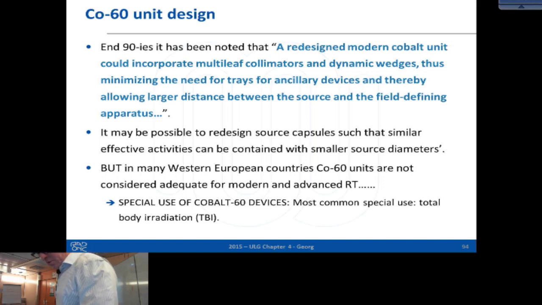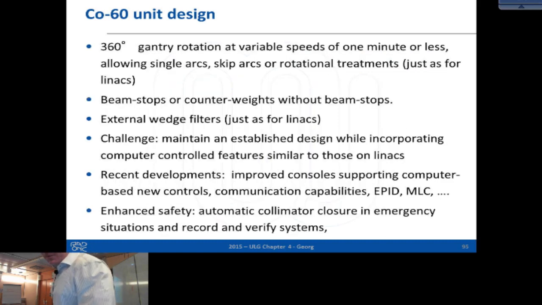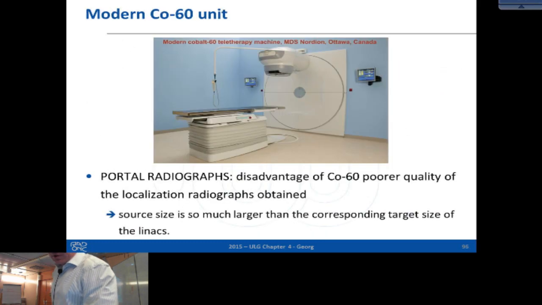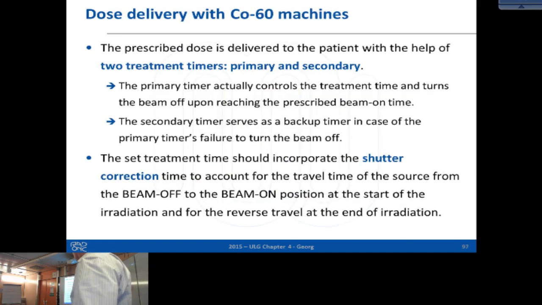And in some way cobalt was then declared to be dead. Counterweights and so on. Yeah, this is how a more modern cobalt unit looks like, also with electronic control, similar to an accelerator from the outside. It could also be an accelerator, very similar. Yeah, about the timer principles, I mentioned already these dual monitor chambers with accelerators.